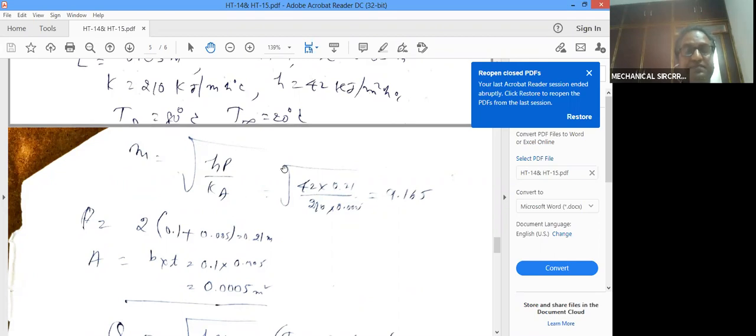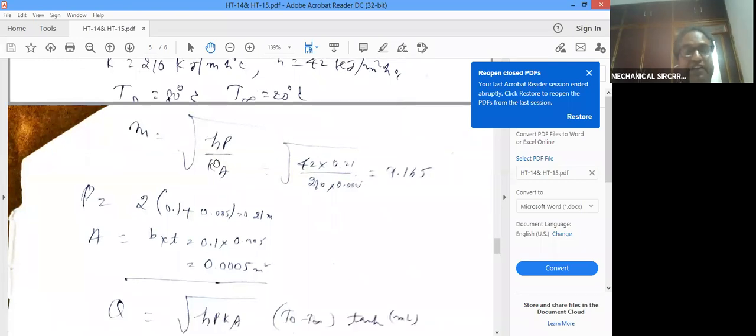M is equal to square root of hP by kA, that is equal to square root of h value 42. Here I am taking 42 kilojoules per meter square hour directly, because the h value and k value are both in kilojoules per hour. Because of the ratio, we can take the available values directly. That is the M value.